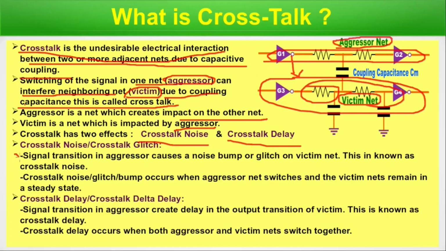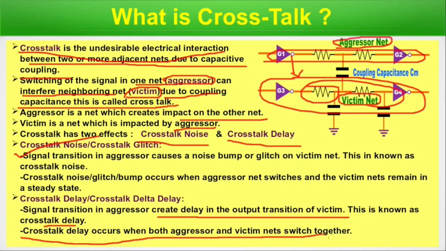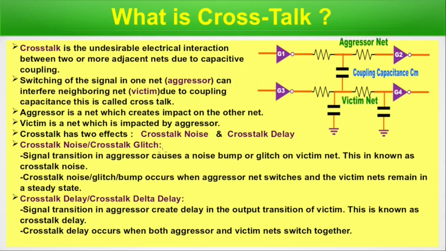Another is crosstalk delay or crosstalk delta delay. Signal transition in aggressor creates delay in output transition of victim. This is known as crosstalk delay. Crosstalk delay occurs when both aggressor and victim net switch together. So we are done with this slide. Now let's move to the next slide.